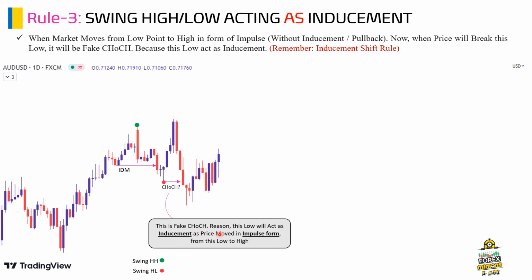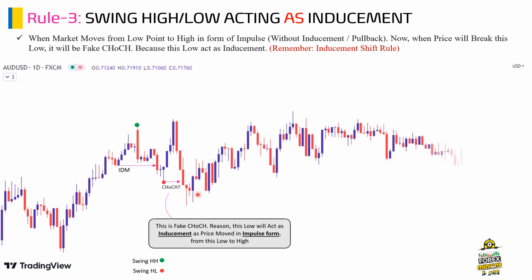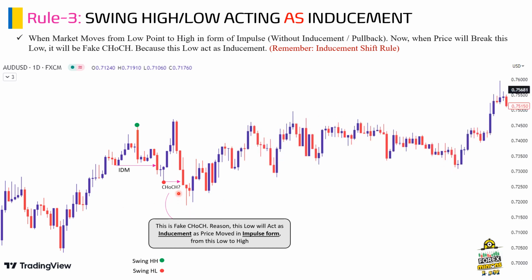Reason, this low will act as an inducement as price moved in impulse form from this low to high, I mean without any pullback. So, we can expect the trend to resume here. Note that price moved higher and higher as this was just a smart money trap, and this mostly occurs in the Forex market. If you really want to be a successful trader, note down these rules and practice them to be a pro trader.